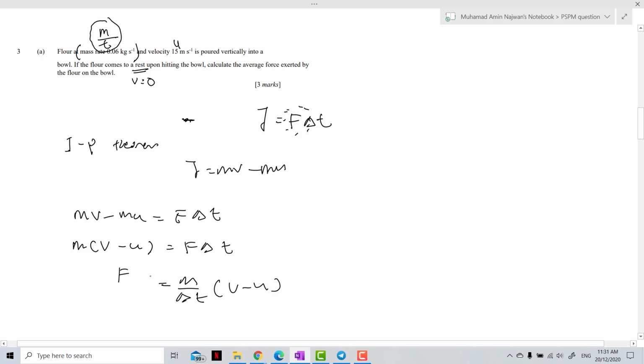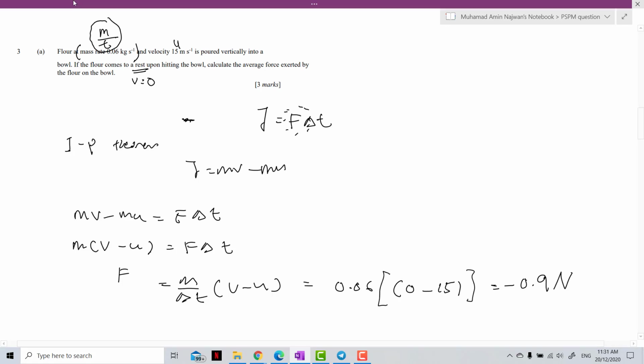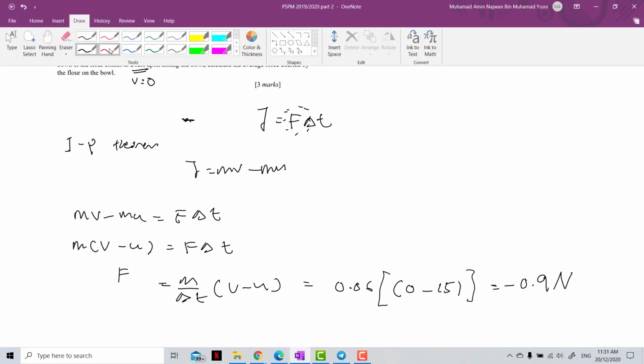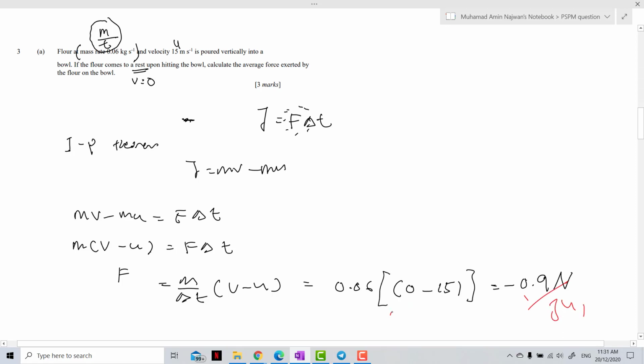M over delta T is actually the same as M over T. So it's actually 0.06 times our velocity V, which is 0 minus 15. So from here you'll get the force equal to negative 0.9 newtons as your force. From here, the marks are JU1, substitution 1, and also concept 1.